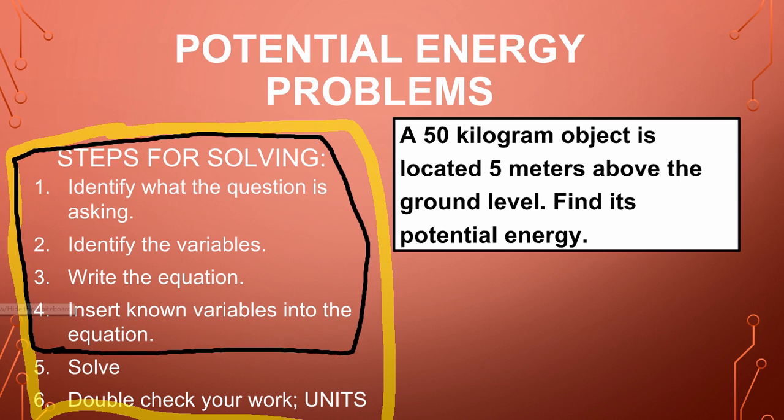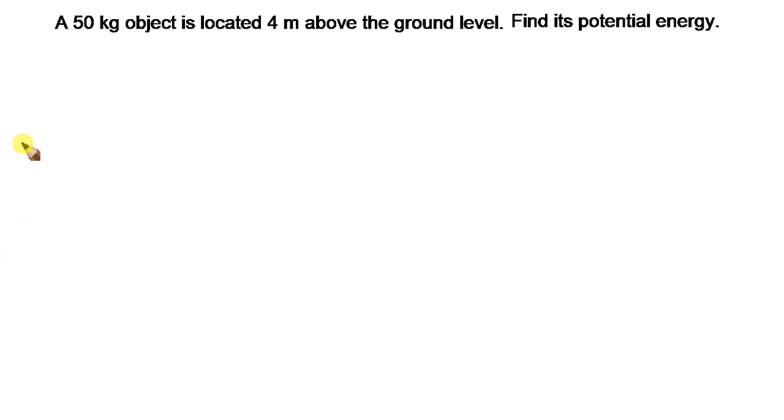Let's practice solving some of these problems now. First one: if a 50 kilogram object is located 4 meters above the ground level, find its potential energy. Step 1 always says to identify what the question is asking. I see this word find here, so I'm going to look around that word find, and it says find potential energy. So I must be trying to solve for potential energy.